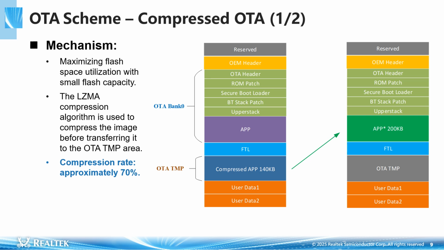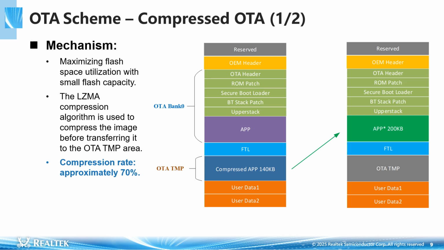The previously introduced schemes are all for uncompressed images. Next, I will introduce an image compression scheme. It aims at improving the space utilization of small capacity flash. Currently, this scheme only supports single bank. The compressed OTA scheme ensures efficient device operation by effectively optimizing flash resources.